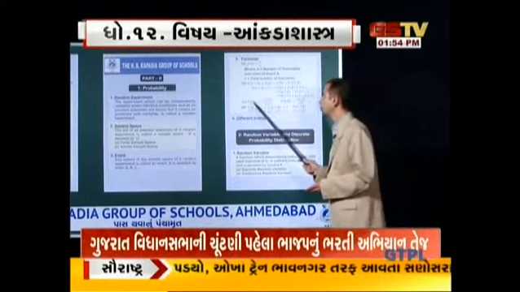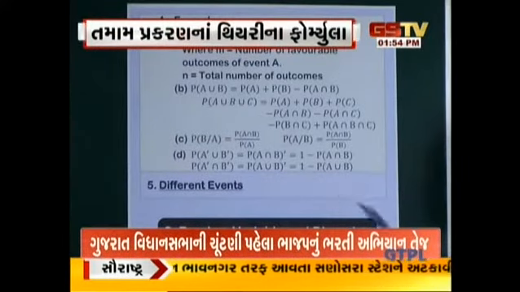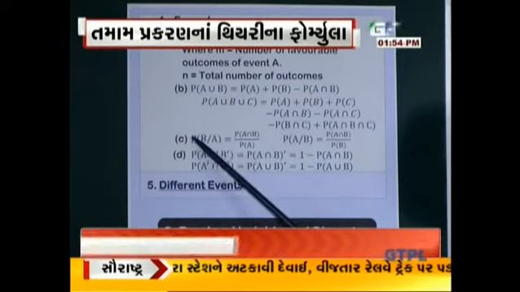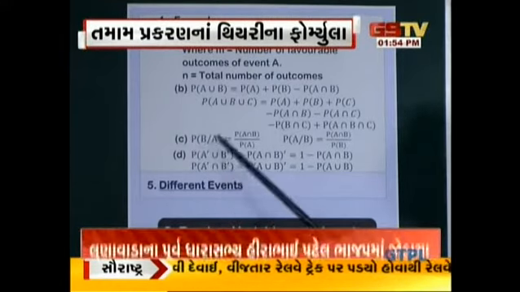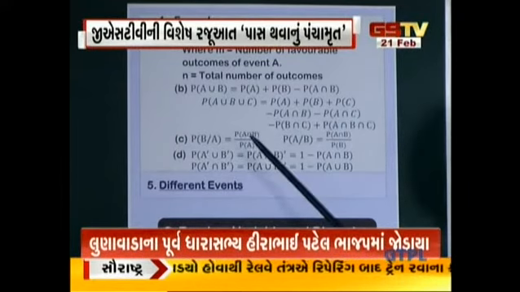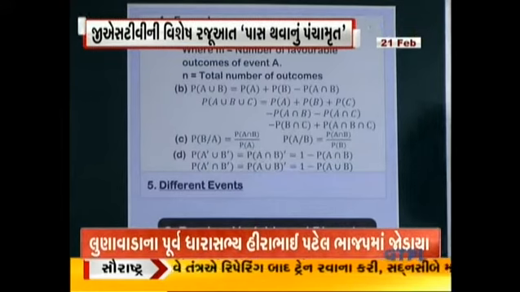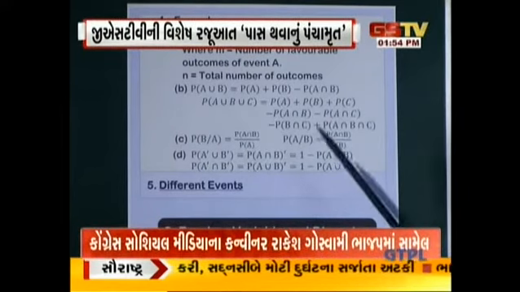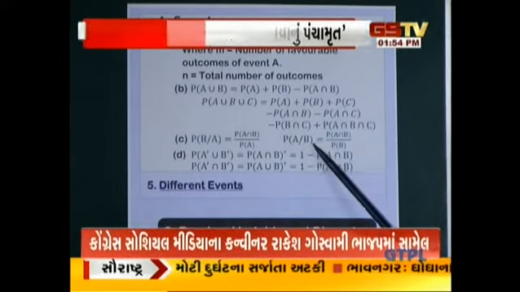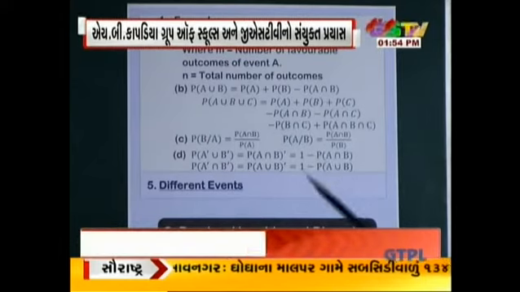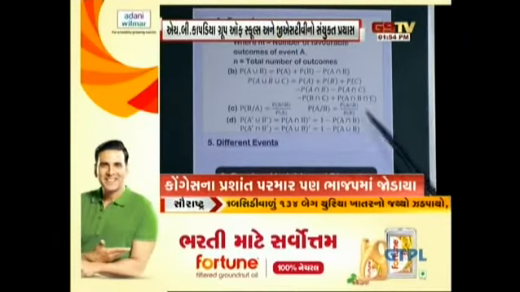Next, these two are the formulas of conditional events. First, when there is a condition of event A, then we have to use the formula P of B given A. The formula is P of A intersect B upon P of A. Remember one thing, here P of A is the condition. Second, where there is a condition of event B, then we have to use the formula P of A given B. The formula is P of A intersect B upon P of B.